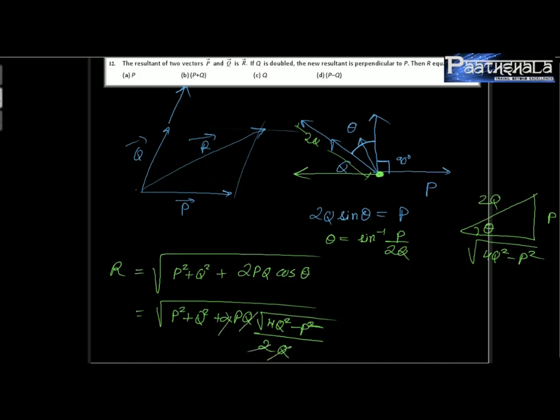Cancelling q and 2, what we get is this is equal to under root p square plus q square plus under root 4q square minus p square. Let's check out the next question.